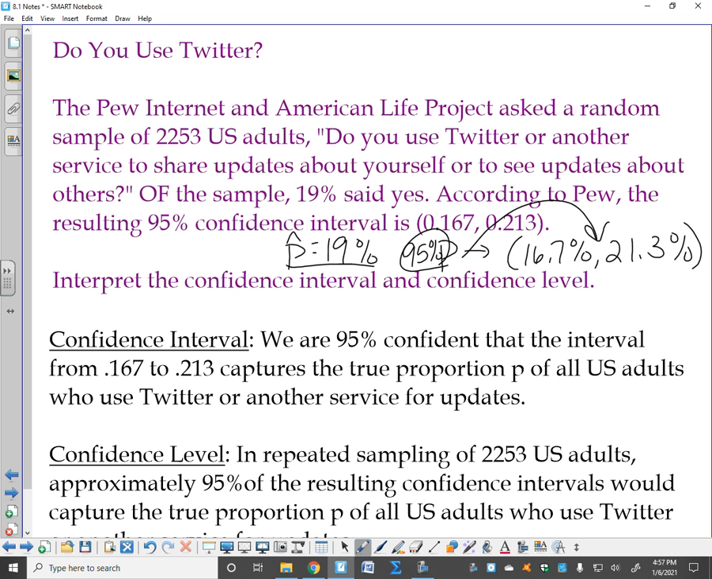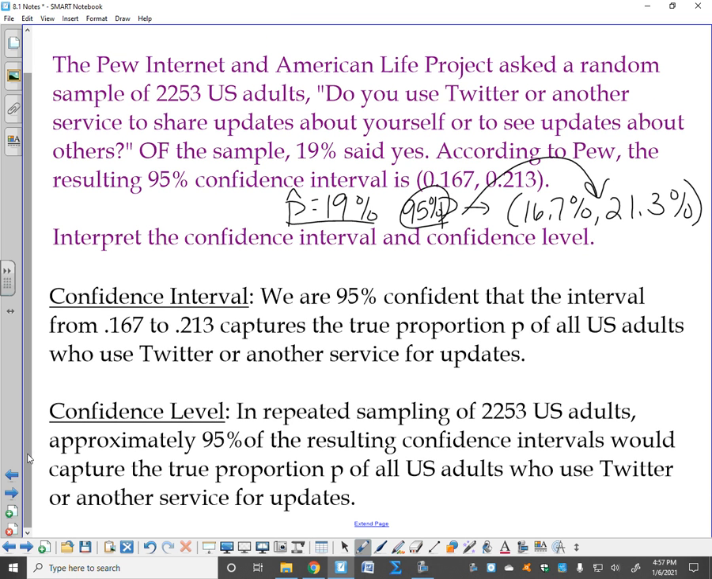Okay, so now we're going to interpret the confidence interval and the confidence level. I'm going to read each one twice and with intention. Here you go. Confidence interval. We are 95% confident that the interval from 0.167 to 0.213 captures the true proportion p of all U.S. adults who use Twitter or another service for updates. I'm emphasizing words that are an absolute have to. Otherwise, you're going to write so many of these, you're going to start writing the exact same sentence I'm writing. We are going to be exact because you're going to do so many of these.